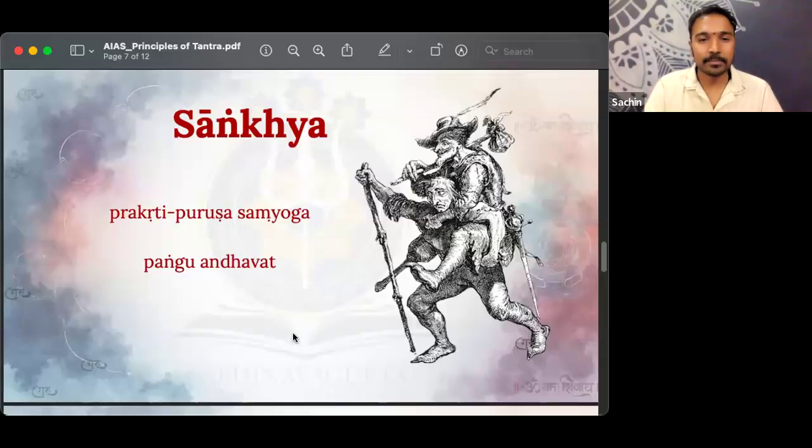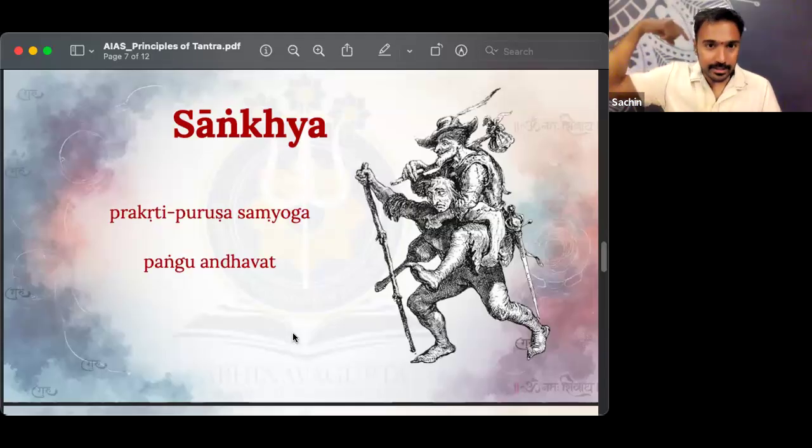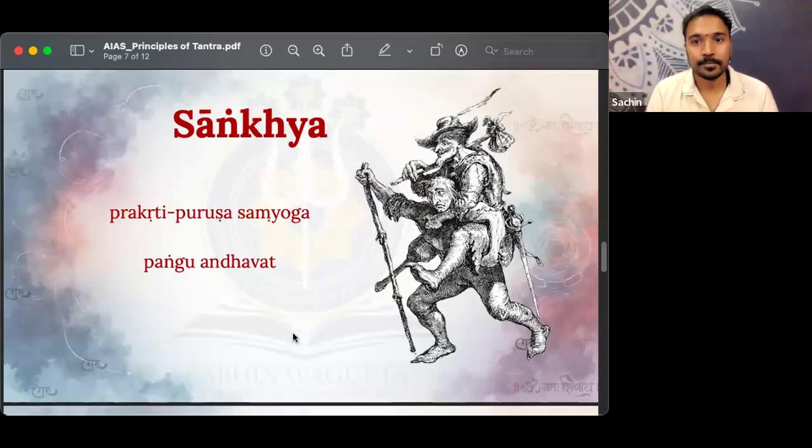You might have heard this story. There is a blind person and there's a lame person. So this lame person cannot walk, he cannot travel, but he can see. And there is a blind person who can walk. So they both met and came to an understanding that the lame person will stay on top of this blind one. So the blind one will be walking and the lame one will be sitting on his shoulders, and he will guide this person where to go.